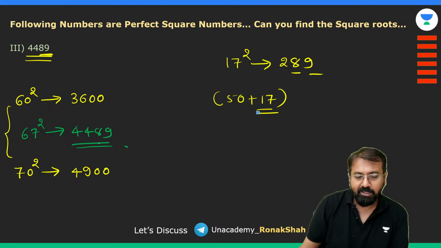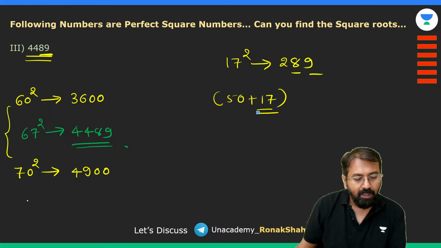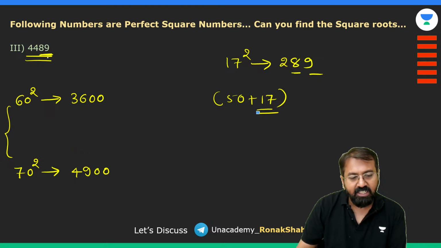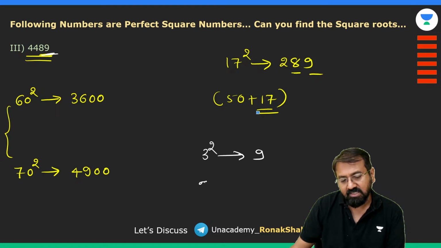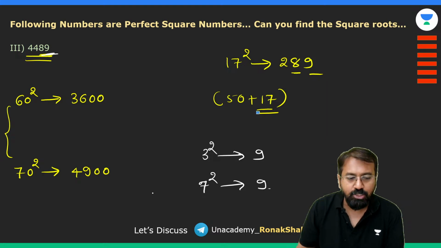I'll give you another way of thinking, guys, in case you are not able to figure out this way. So you can also think of it this way. The last digit is 9. So can I say 3 square ends with 9 and 7 square ends with 9? 3 square and 7 square both end with 9.